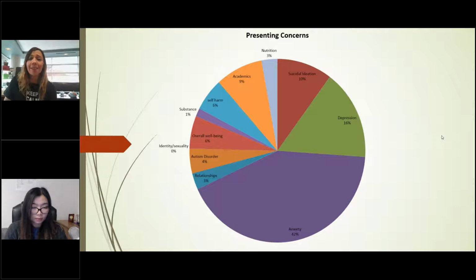Relationships 3%. Typically, that's also a little bit higher. Seeing students regarding symptoms of autism is 4%. Overall well-being, I put that in there. I have a handful of students for whom things are going fairly well. Things are going okay, but because this is student driven, I'm not focused on there needing to be mental illness. These are some students who are maybe lonely, they're isolated.